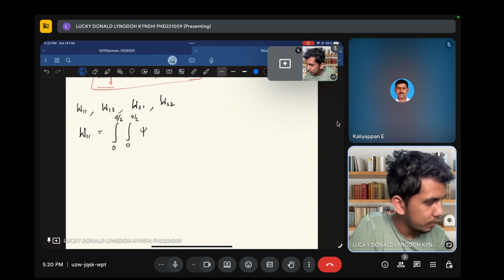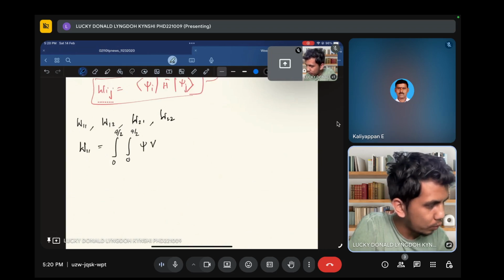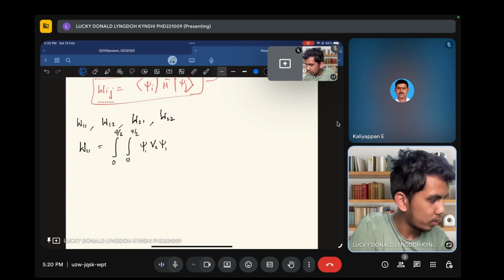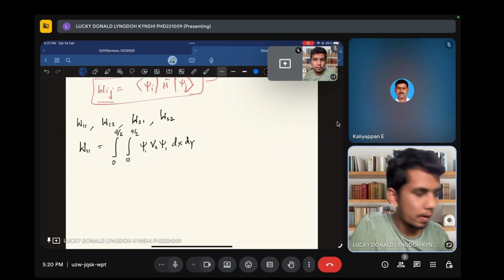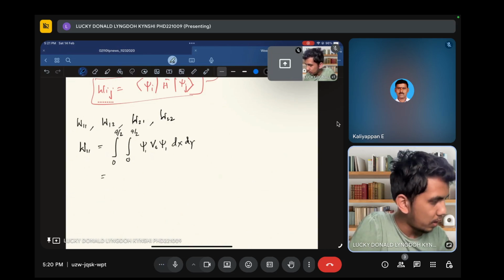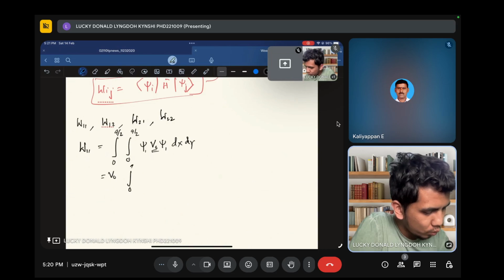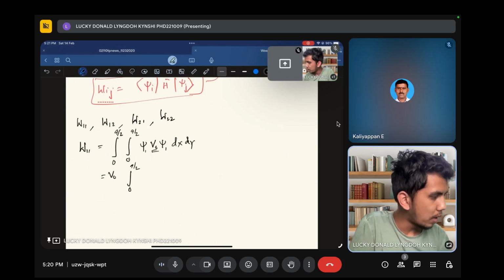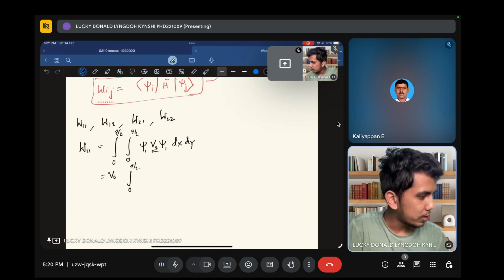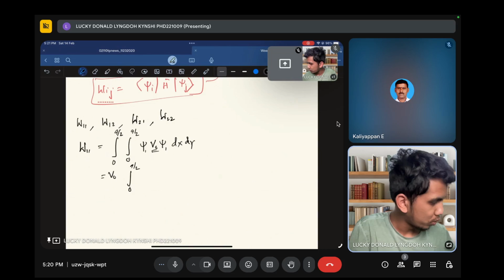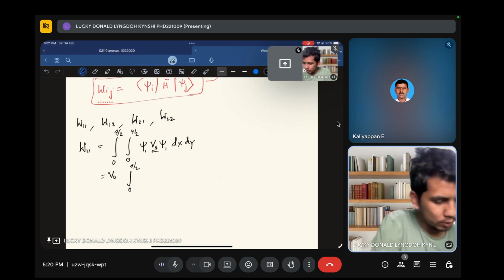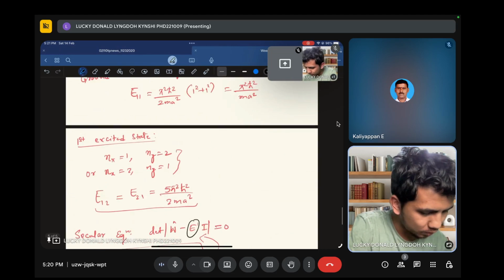You get psi, and then the perturbation potential will be V naught, and then again psi 1, dx dy. This V naught is constant, so you can take it outside, and then you just multiply psi 1 with psi 1. But before that, sorry, let me just write an energy term here.